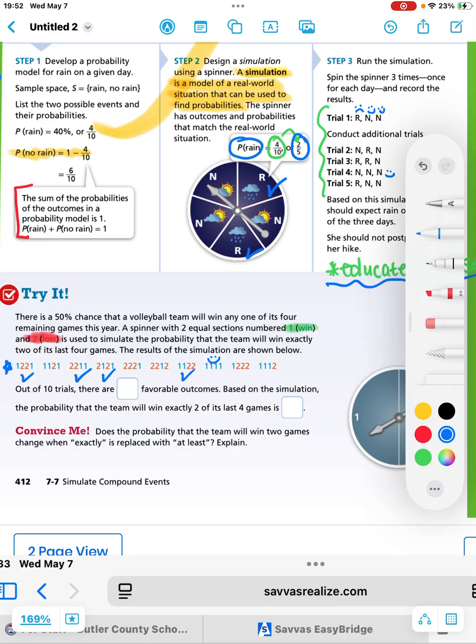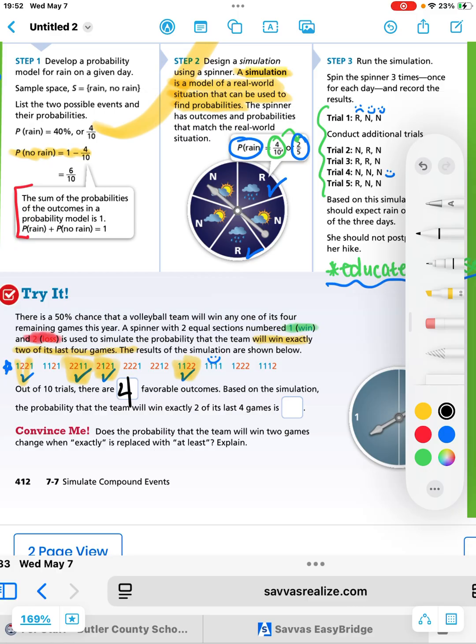And then after that, we have 3 wins and 1 loss. Keep in mind, we are looking for the answer of winning exactly 2 of the last 4 games. So the only ones we care about are the ones that have 2 wins and 2 losses. Out of the 10 trials, this comes up 4 out of the 10 times. There are 4 favorable outcomes based on this simulation.